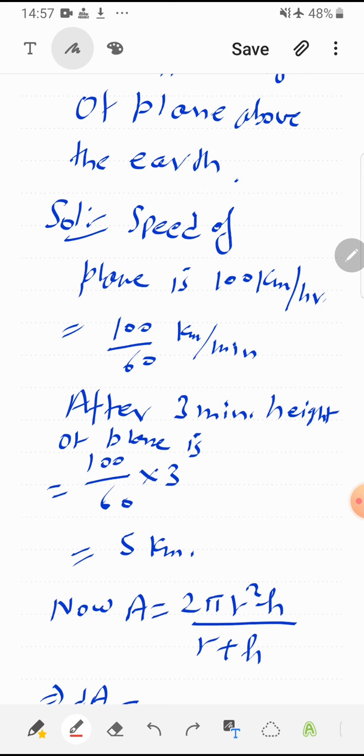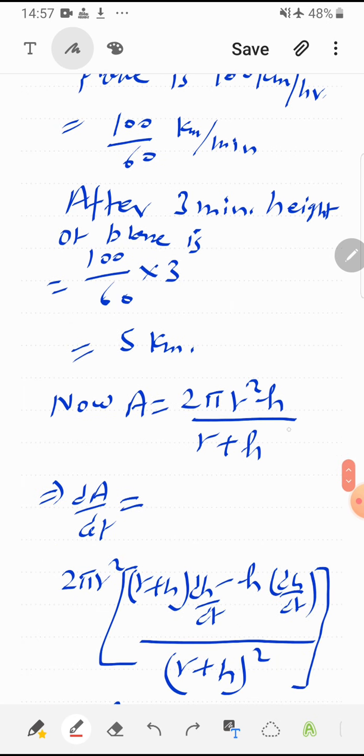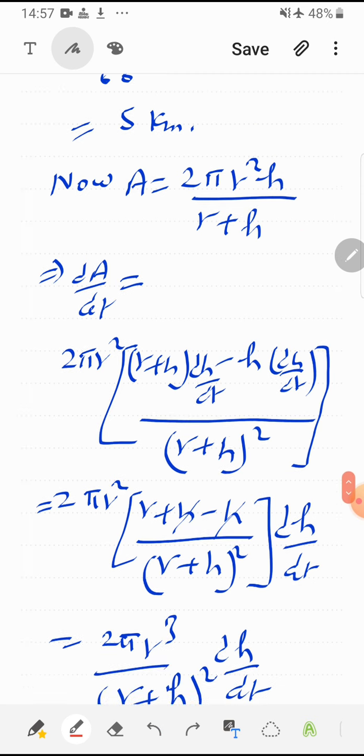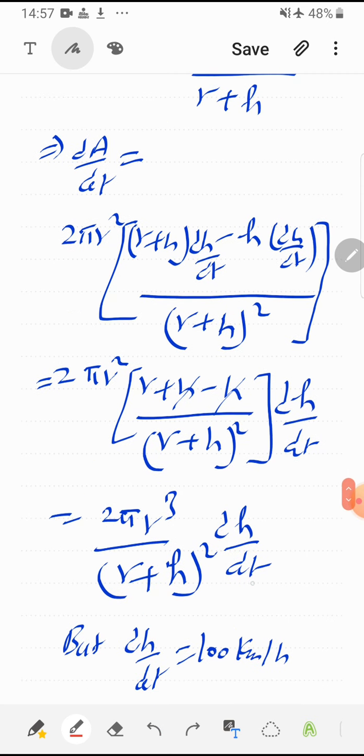Now same steps as usual. Area A is given, so let us differentiate with respect to time. Remember h is the only variable, so r plus h as it is, differentiation of h, minus h as it is, differentiation of r plus h, r being constant becomes 0, h is dh by dt, upon denominator square, simple. Now you can take dh by dt common, so that h can be cancelled out, and the final derivative is this.